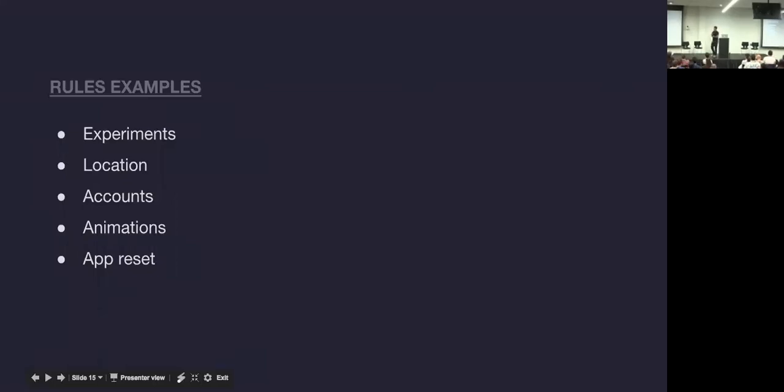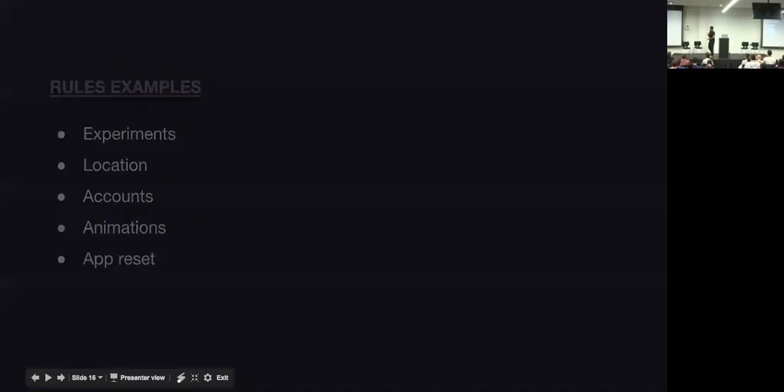At Uber, we have a lot of features that we want to test, and we use the experiments rule to test our A/B features, which we can enable or disable in the app. So using the experiments rule, developers can easily enable or disable those features. Similarly, location allows the app to be set to a specific location because we enable features based on location. Then there are accounts, animations, and app reset, which all do some other setup and teardown logic to make the test easier to write.